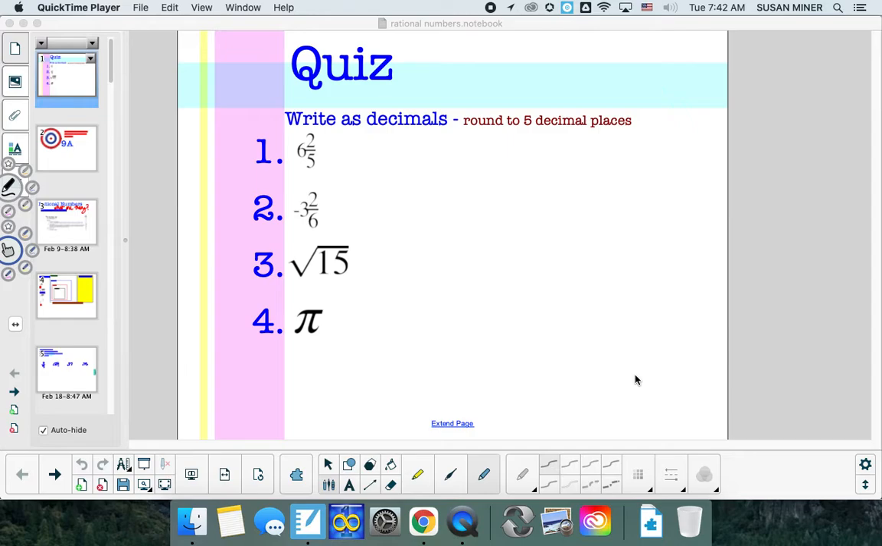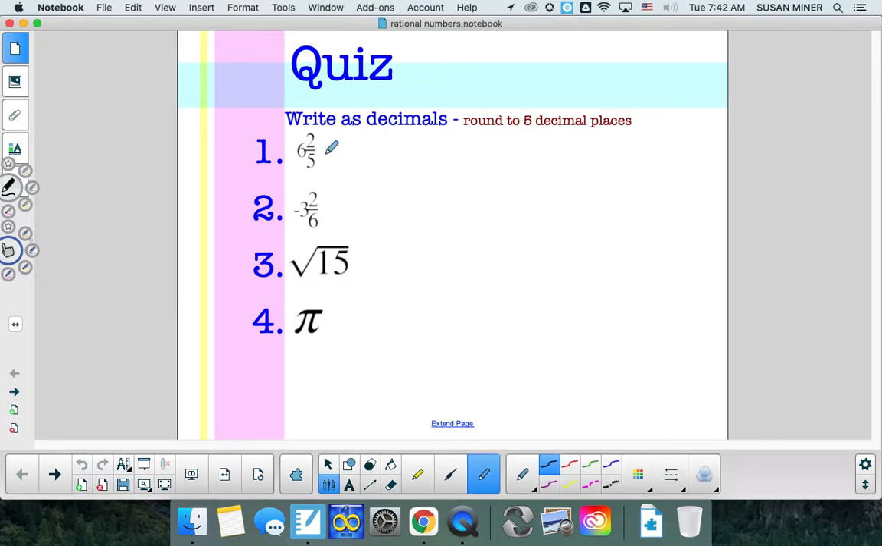So remember, anytime I have a fraction like 2/5, this fraction bar is telling me the same thing as divide, right? So if I want to take 6 2/5 and turn it into a decimal number, the 6 is still going to be my ones place. And then I'm going to take 2 and divide it by 5. I'm just going to use my calculator to do that, and I'm going to get 0.4. So if I have a fraction, I can turn it into a decimal.